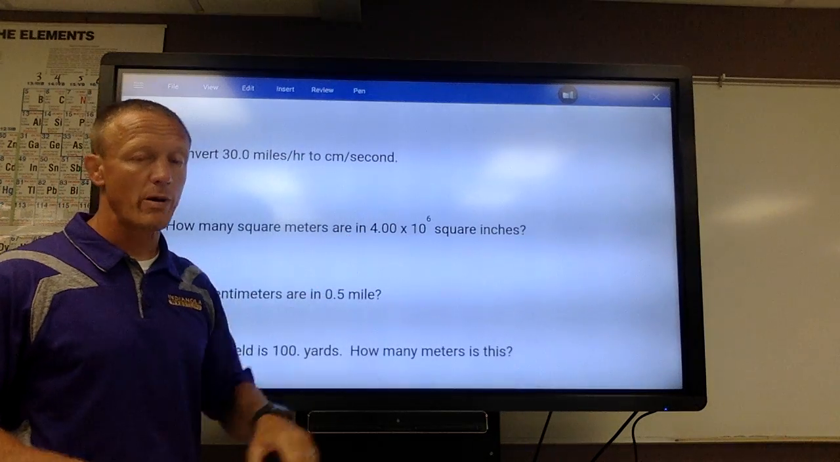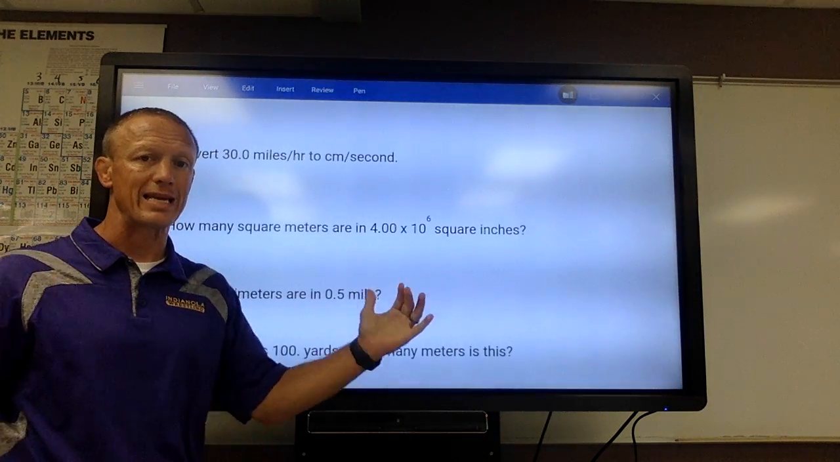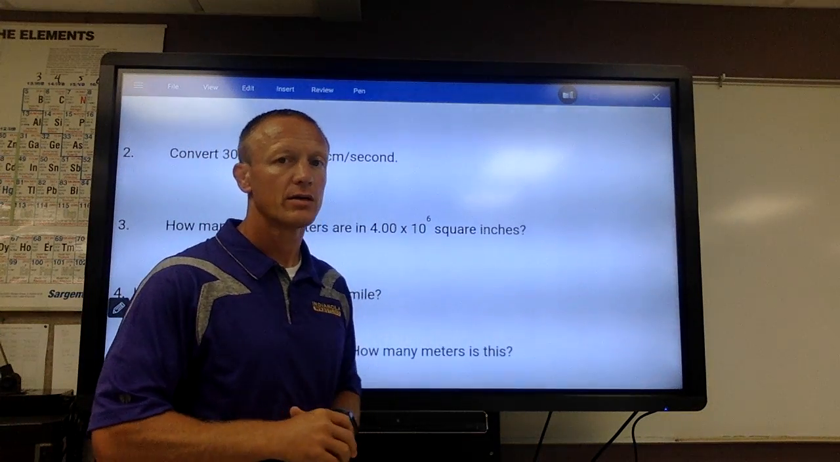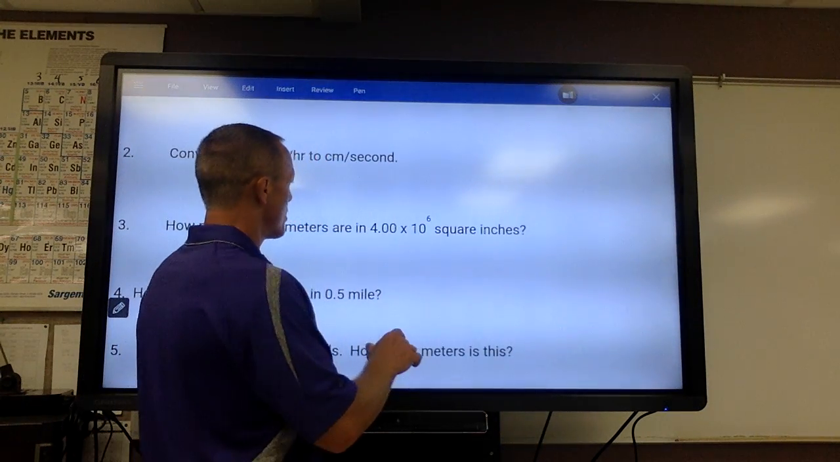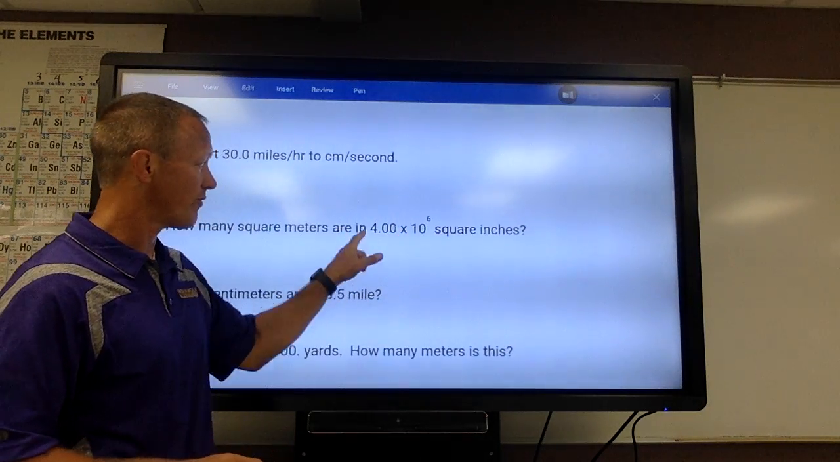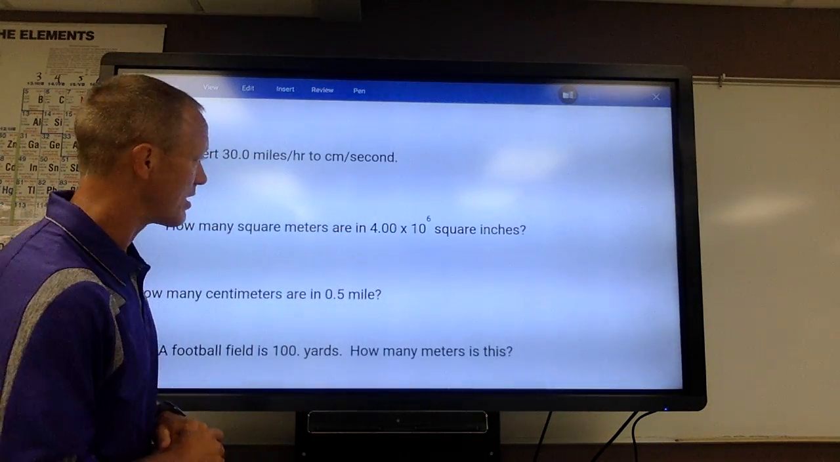Here's one with a squared unit. It's no longer a length. It is now a length that is squared, which means it's now an area. Things are squared in our area. So this one is saying how many square meters are in that many square inches? Well, 4 times 10 to the 6th is a big number of square inches.